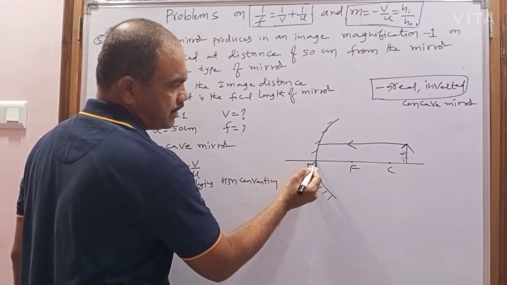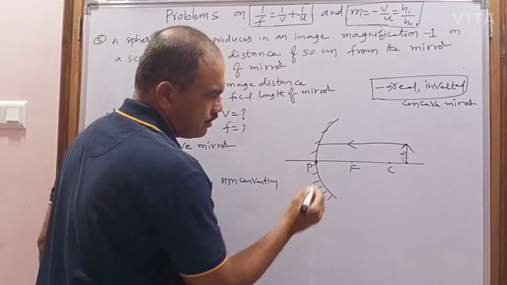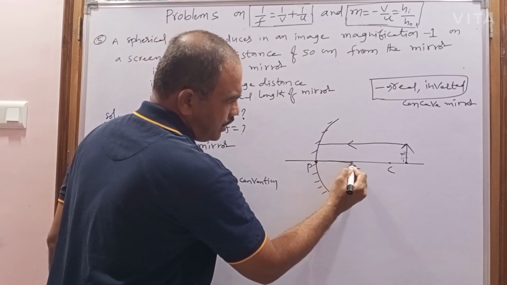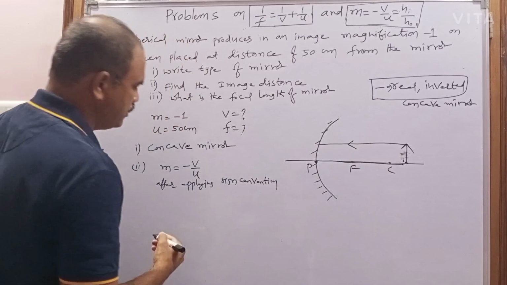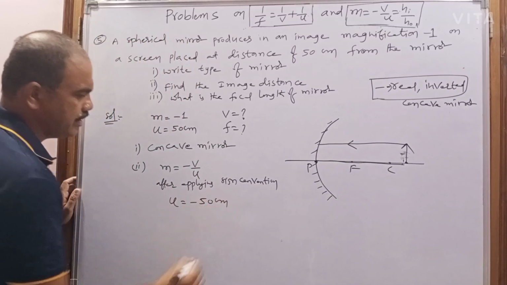To measure the object distance, what is the object distance? The distance between the pole and the object. To find the distance between the pole and the object, in which direction are you moving? In this direction, but this is exactly opposite to the incident ray. So that's why u is negative. That is how much? Minus 50 centimeter.